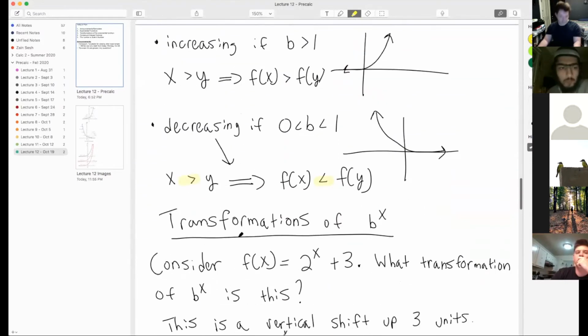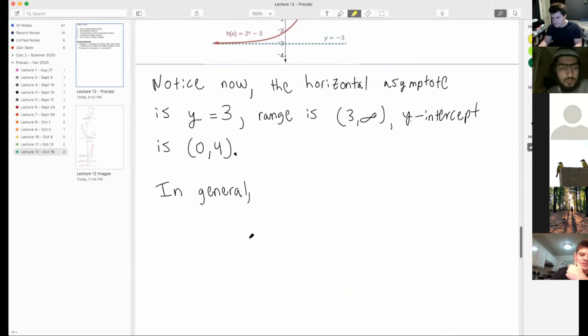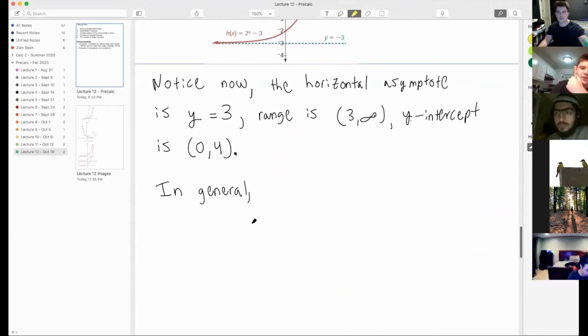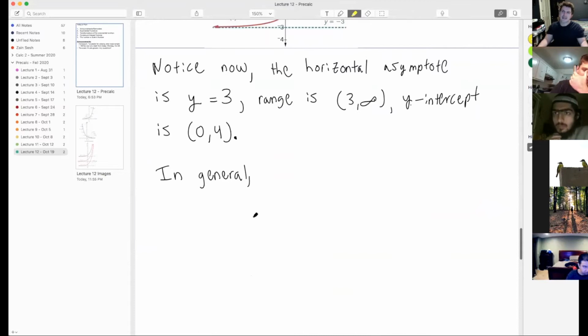Dumb question, just out of curiosity. What if our base is 0? Like 0 to the whatever power. Let me think. Well, it wouldn't be a function because it would just equal 0 actually, right? Yes. I'm trying to think. There are some problems with 0.